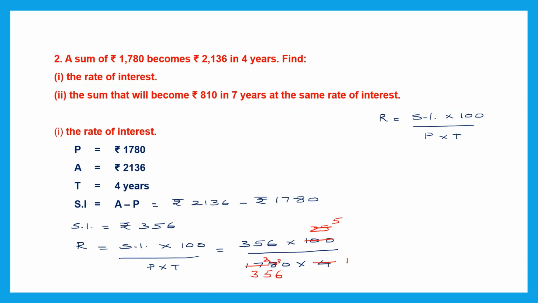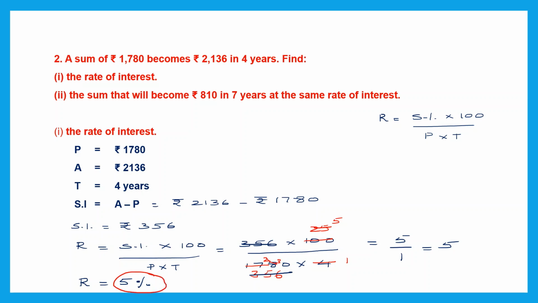Now I can cancel 356 here and 356 there. So what do I get? So this is cancelled and this is also cancelled. So what is left? I have 5 by 1. That is 5. That means I have found the rate of interest to be 5%. So I have found the first part of my question. I found the answer to that, and the rate here is 5%.